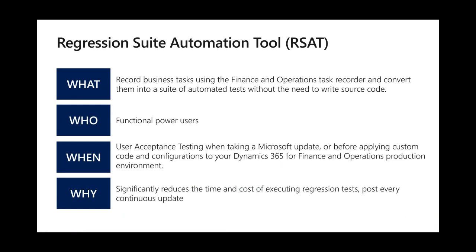The answer to this is the Regression Suite Automation Tool, or RSAT. This is a tool that allows business processes to be recorded and converted into automated validation tests, which can then be executed quickly upon taking one of the monthly or bi-yearly updates. So we have a number of tech talks and workshops that have been conducted around RSAT. I'm going to assume for the sake of this tech talk that all of this material is already understood. If you have not explored this tool, then I highly recommend the series of tech talks we offered on setting up and running RSAT in detail.